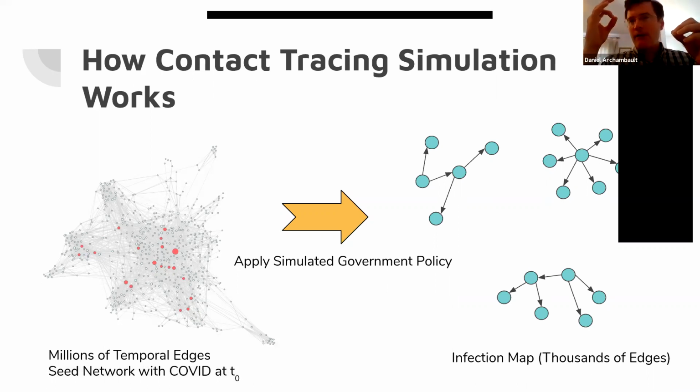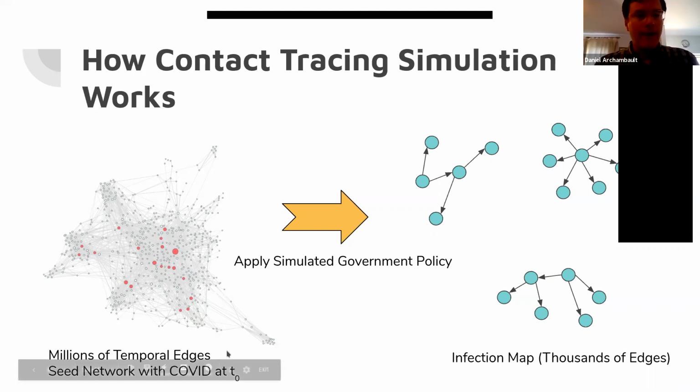A father visits his parents at an old people's home or something like that. This tie has a time associated with it, and that could be at 4 o'clock on Thursday or something like that. Okay, so you have this long list of edges of people just meeting and coming together and partying, et cetera, et cetera. Okay. And then on top of this million edge network, you infect certain people with COVID-19.